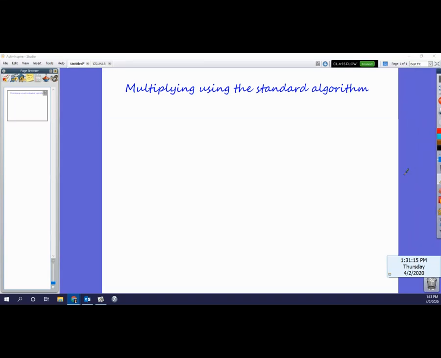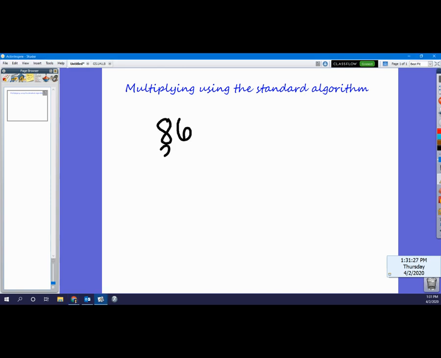In this video, we want to talk about multiplying using the standard algorithm. We're not using the lattice method. We're not using the area model. We need to know the standard algorithm. So let's take, for instance, 86 multiplied by 39.